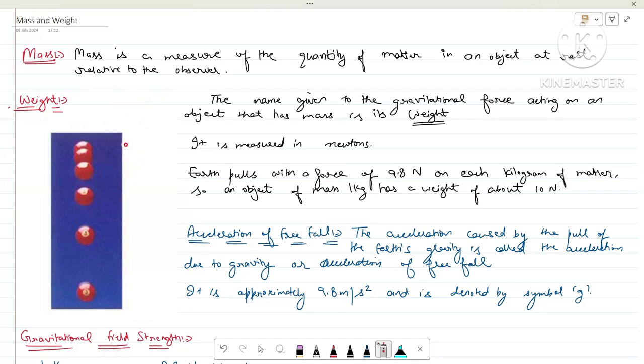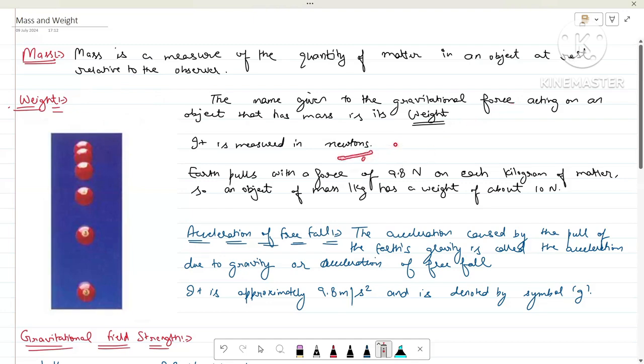So in this case, what force is acting? Gravity is pulling the object, or the ball, downwards. The name given to the gravitational force acting on an object that has mass is its weight. So what is weight? Weight is the gravitational pull of the earth. Since it is a force, it is measured in newtons.